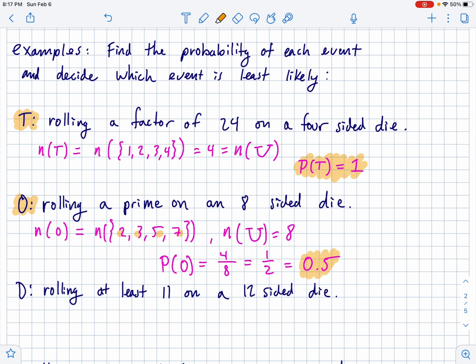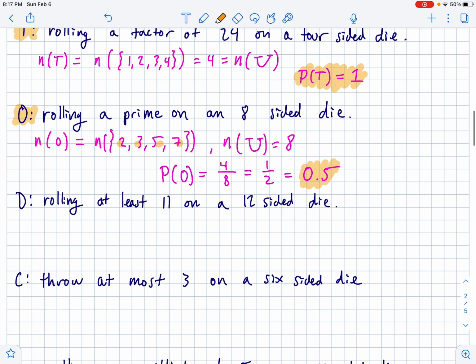So far, the first one had a probability of 1, the second one had a probability of 0.5. Probability of D, rolling at least 11 on a 12-sided die. Well, a 12-sided die has numbers 1 through 12 on it, so the number of ways that D can happen is you could roll an 11 or you could roll a 12. Those are the only things that satisfy the conditions. So there's 2 ways that can happen.